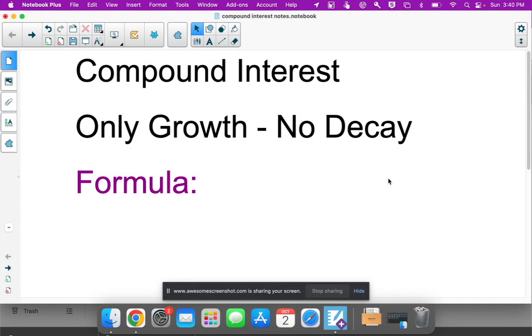Okay, so the last part of our exponential equations part of this unit, because next we're going to be getting into functions, is compound interest. And I do have some good news. For compound interest, there is only growth. There is never a decay with compound interest. It just doesn't work that way.